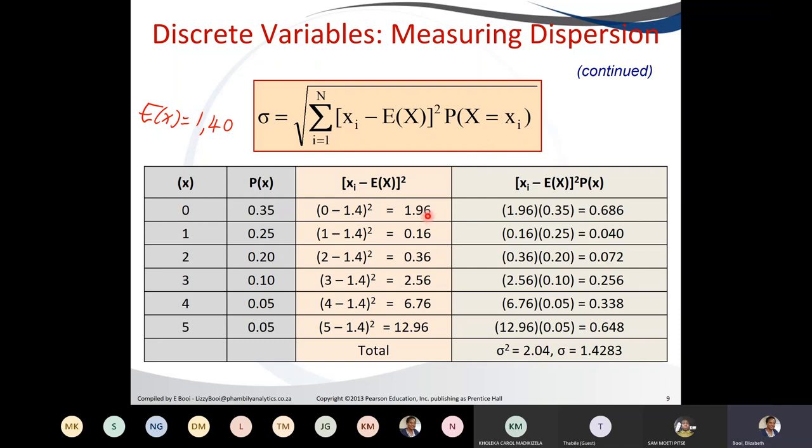Now we need to do the second part of the equation. We don't have to go back and do zero minus that because we already have the answer. What we do is we take the probability and multiply with the expected value. So it will be 1.96 multiplied by the corresponding probability. So it will be 0.16 multiplied by 0.25, and it will give us the answer. And we will do it for all of the values. And because we have the summation there, we add all these answers together. When we add all the answers, before we even take the square root, we would have calculated what we call the variance. And when we take the square root of the variance, then we will be calculating the standard deviation. And that's how easy it is to calculate this.